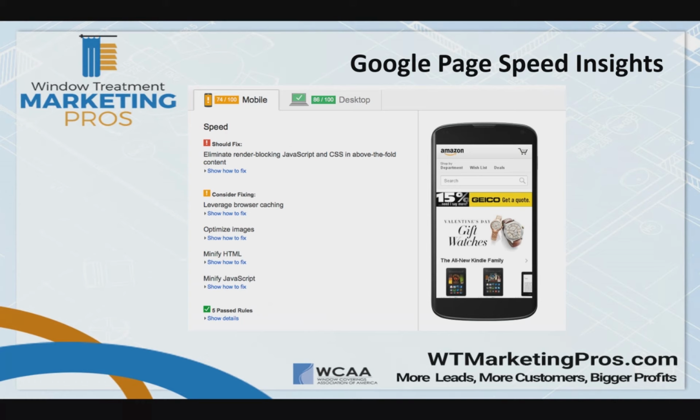And the other really cool thing here, as you can see, there's once again some nerdy stuff, but some things that you should fix. Eliminate some JavaScript, CSS, some things. So when you run your report, these are things you can give to your web person and say, we really need to fix these so our site comes up faster in the search engines. All right, next, mobile friendliness.